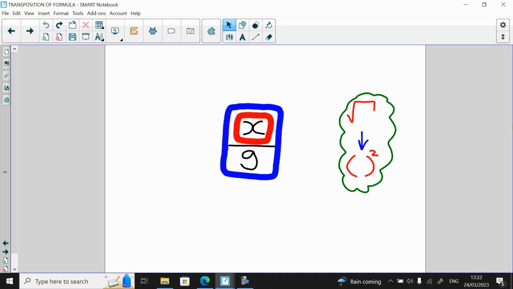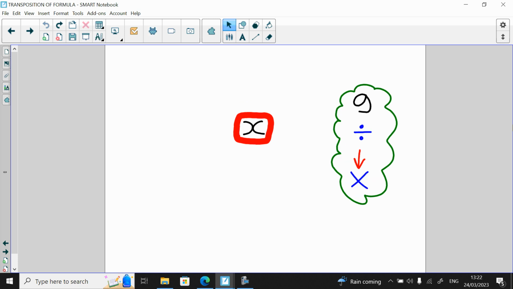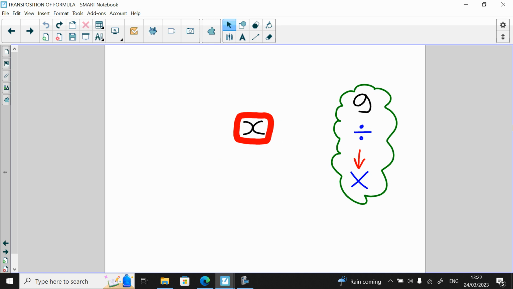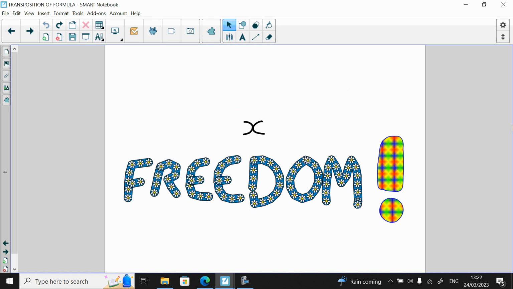That's fine. Now, we're nearly there. We're nearly at x. You can see g's underneath it. So g, when it's underneath it, it's dividing. So when I get rid of the blue wrapping paper, g falls away, but it really goes to the other side. And because it was dividing, it's going to go to the other side and times. Right, there you go. X is on its own. And as we say, it's free.